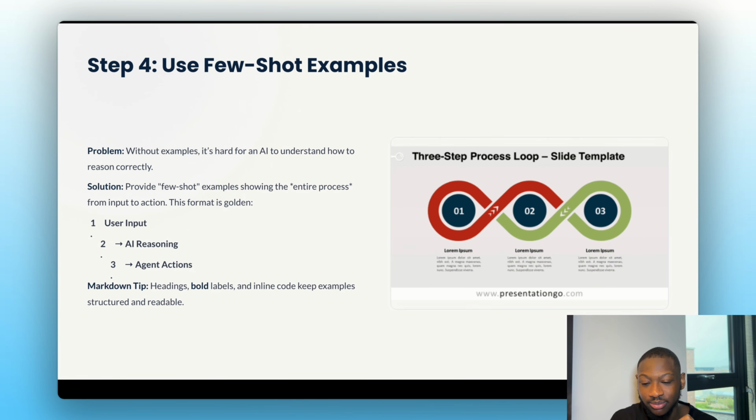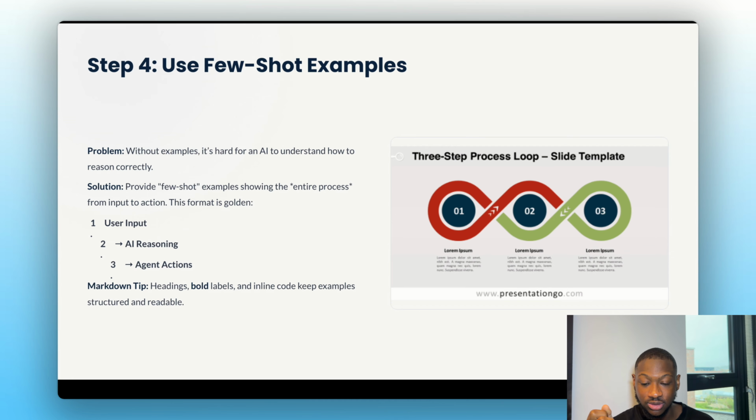This is extremely important. The problem with AI is that without examples, it's hard for an AI to understand how to reason correctly. So what we do is provide few-shot examples showing the entire process from input to action, and this format is golden. But before we get into the format, few-shot examples are even how LLM models are trained in the first place. You give it an input, and then you give the AI an output, and it learns based on those pairs, and that is even how you fine-tune an agent.